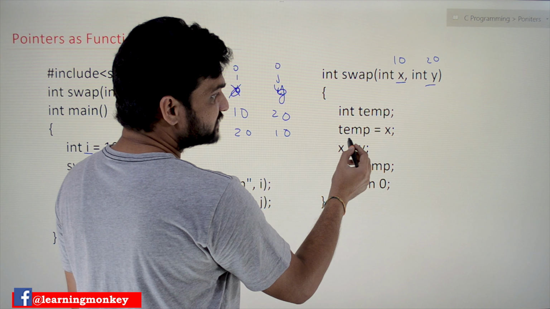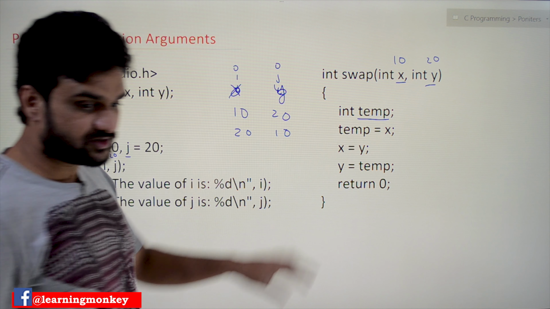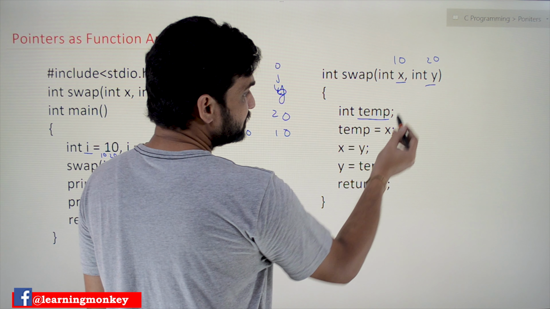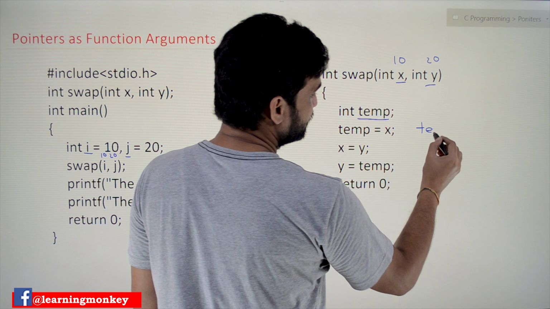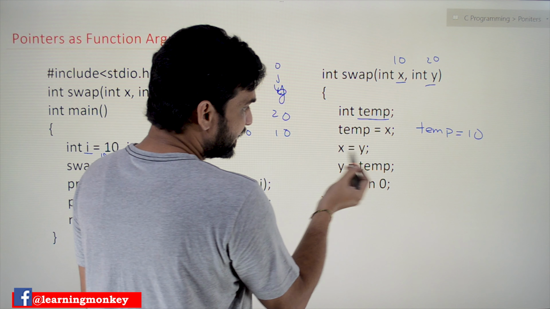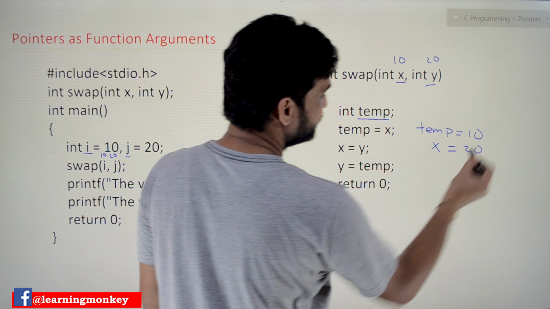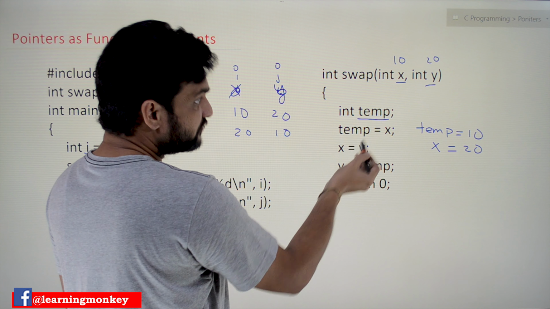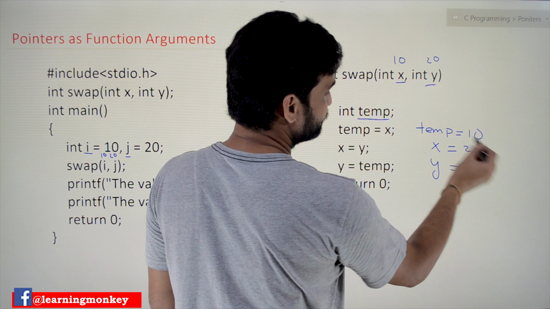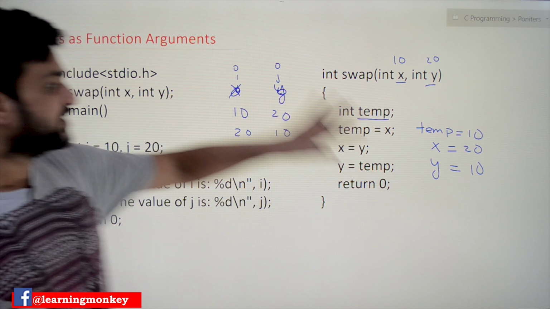Temp is equal to x. We are taking a temporary variable, which is local to this function. So temp is equal to x means the value of temp is now 10. Then x is equal to y means x now becomes 20. Now y is equal to temp. What is the value stored in temp? It is 10, so the value of y is 10. Then we return from this function.